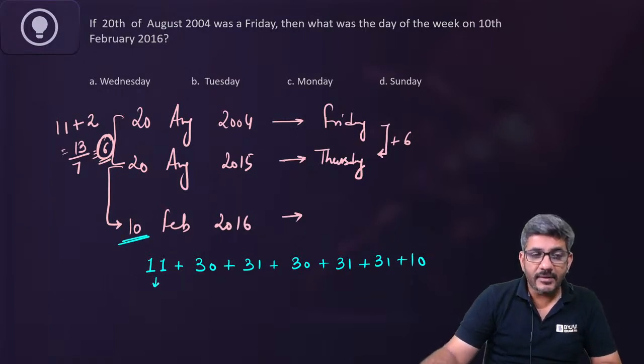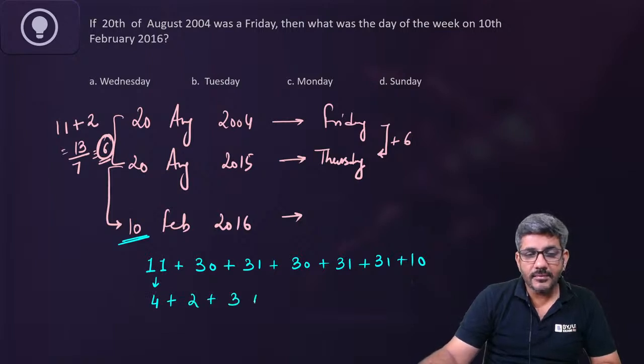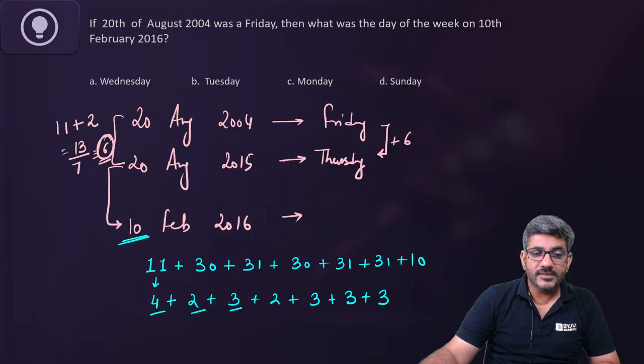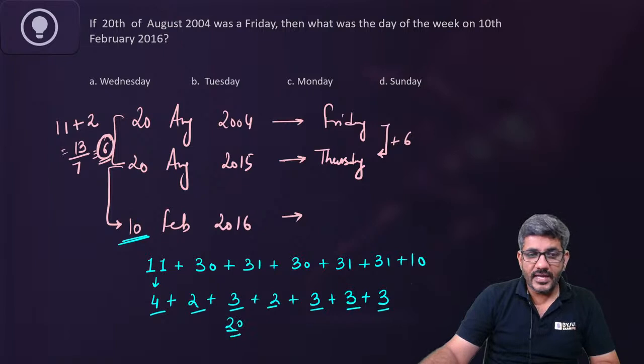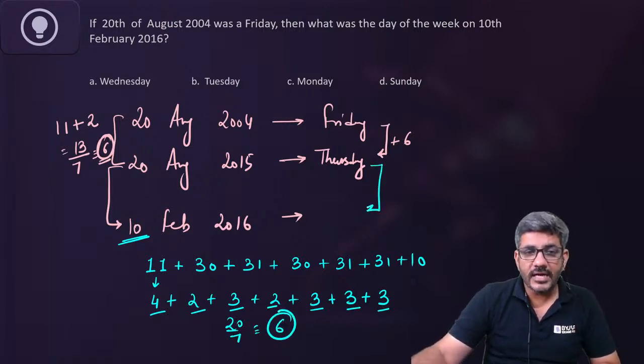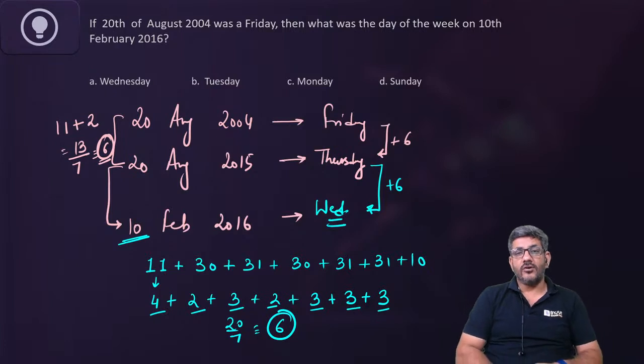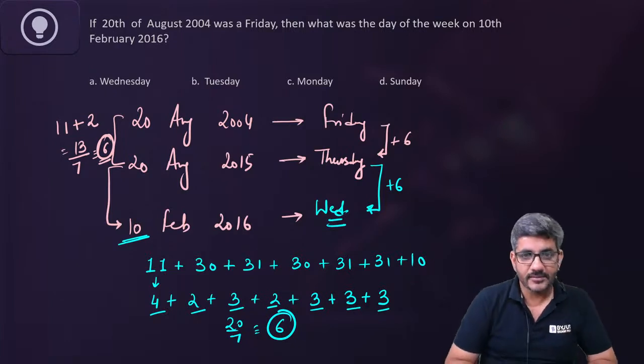This 11 divided by 7, 4 remainder, 30 divided by 7, 2 remainder, then 3 remainder, then 2 remainder, then 3 remainder, again 3 remainder, and then we have 3 remainder. 10 divided by 7 is 3. 4 plus 2, 6 plus 3, 9 plus 2, 11 plus 3, 14 plus 3, 17 plus 3, 20, and 20 by 7 is again 6. That means the day on 10th February 2016 is Thursday plus 6. Wednesday is the right answer for us, and that's how we answer this question.